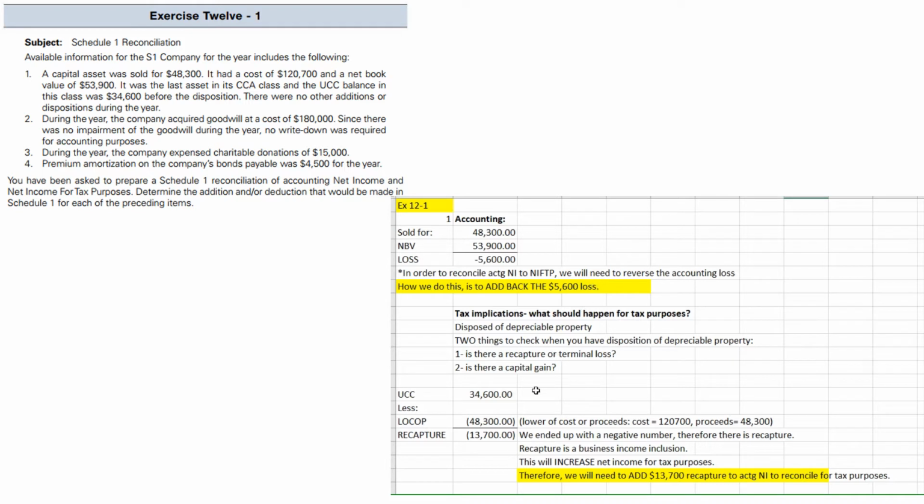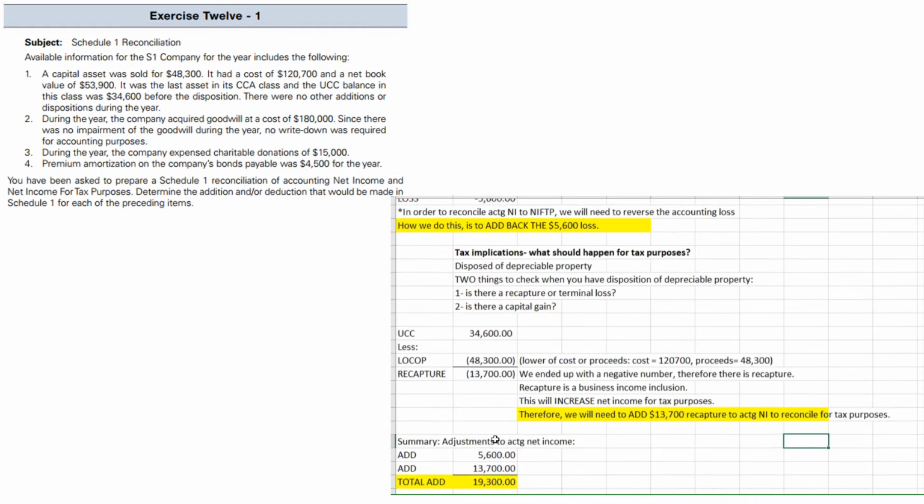On the tax side, we had the UCC of $34,600 less the lower of cost or the proceeds, cost being $120,000 and change, proceeds being just over $48,000. Take away the $48,000, we have a negative number of $13,700, which is considered a recapture for net income for tax purposes. So therefore we will add back $13,700.